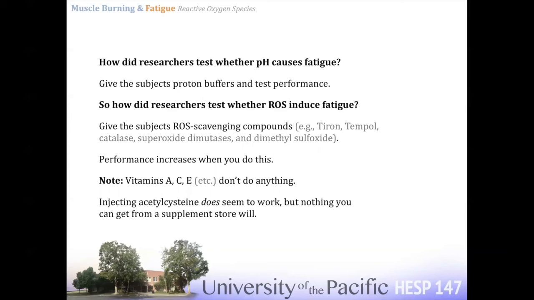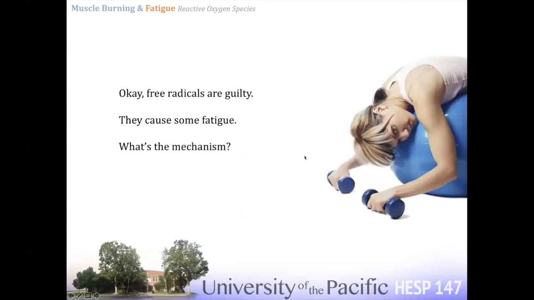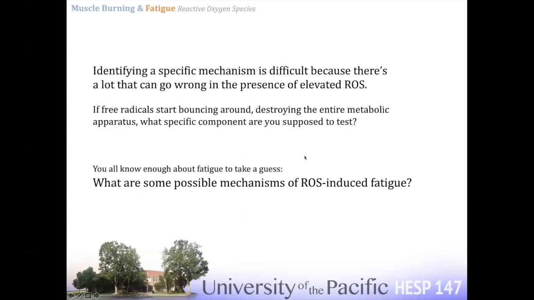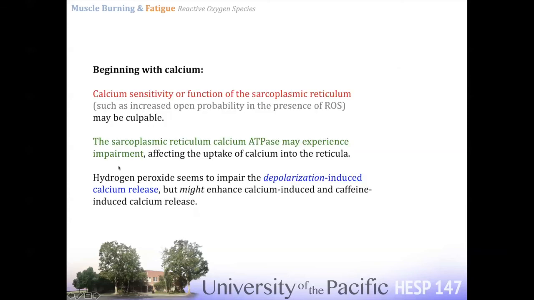So we know that reactive oxygen species induce fatigue. How does it induce fatigue? I don't know. Right? There's a lot of stuff that can be affected. And so, like calcium, if you go through that list of the big picture items, sure, some of that stuff, maybe calcium sensitivity of the contractile apparatus, or it's the sarcoplasmic reticulum function, that ATPase, maybe there's some impairment. So you are impairing the uptake of calcium, the reuptake of calcium.